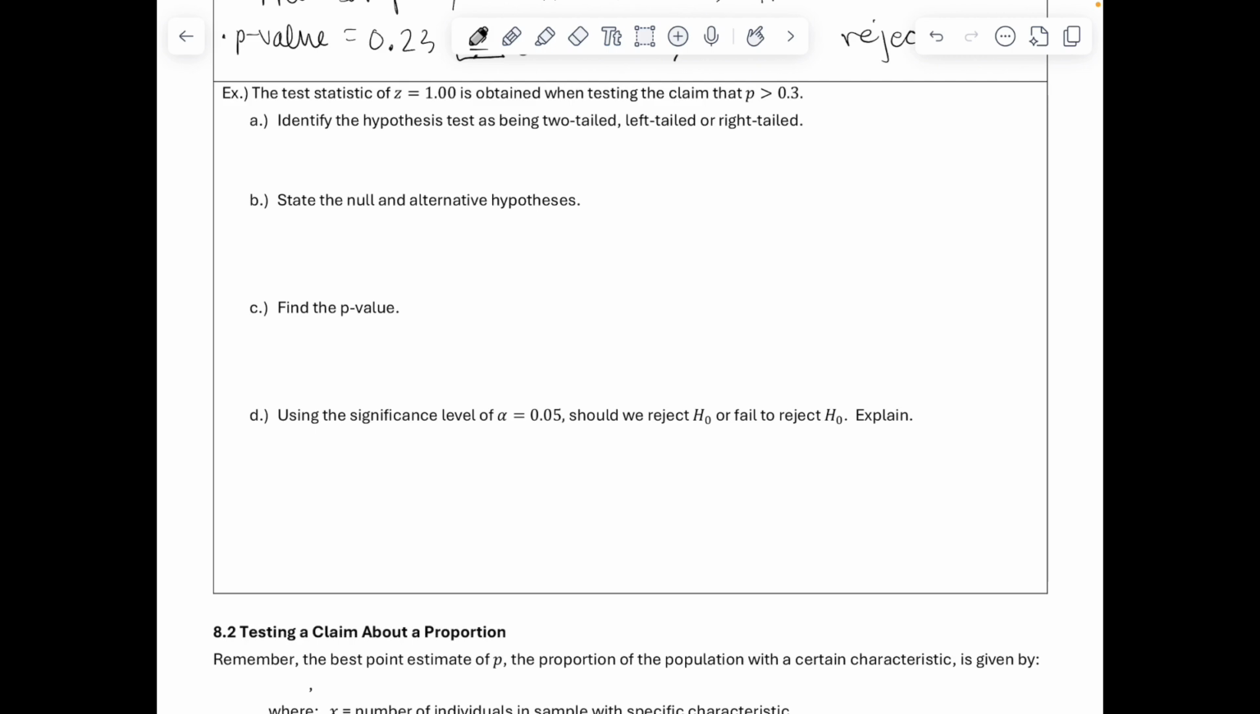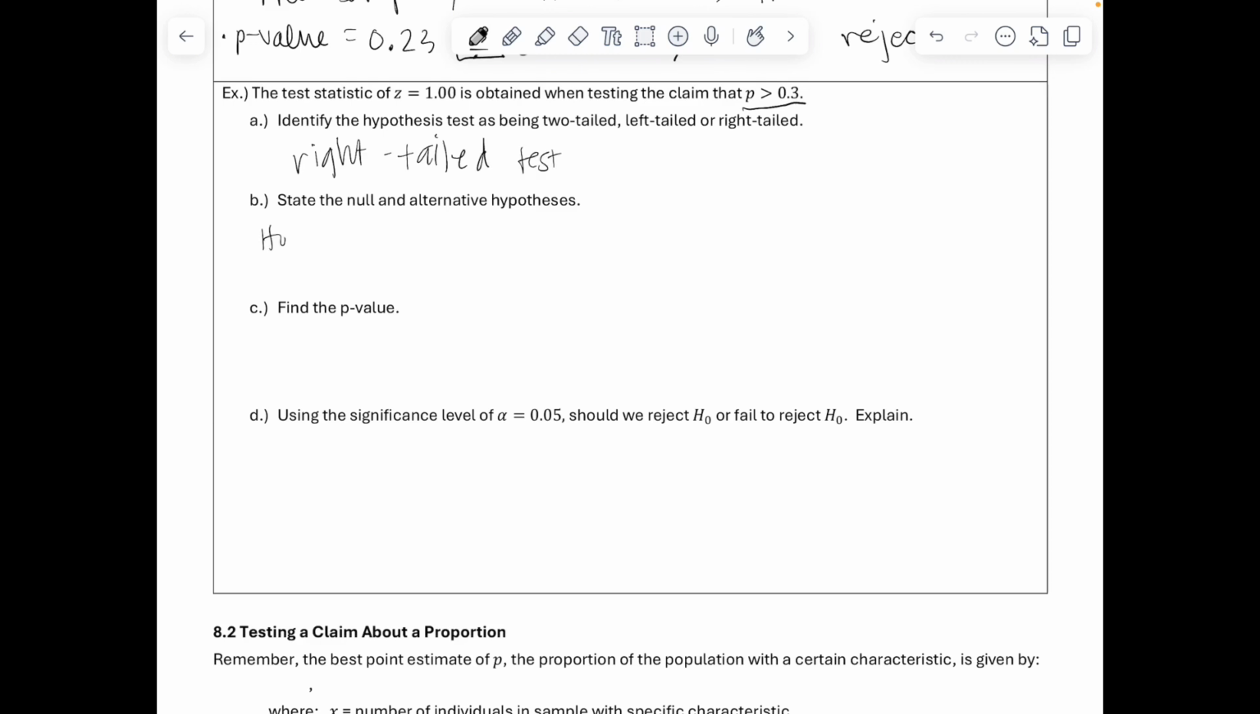The next example right below says the test statistic of z equals 1 is obtained by testing the claim that p is greater than 0.3. So part A says to identify the hypothesis test as being two-tailed, left-tailed, or right-tailed. And since we have a greater than symbol here with greater than 0.3, we know that this is going to be a right-tailed test. So right-tailed test.